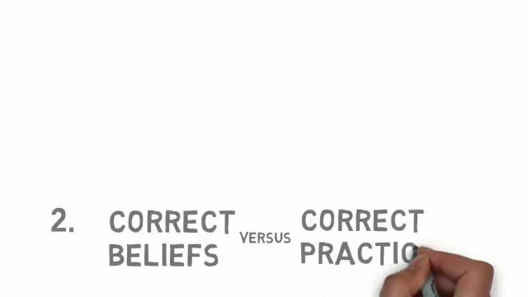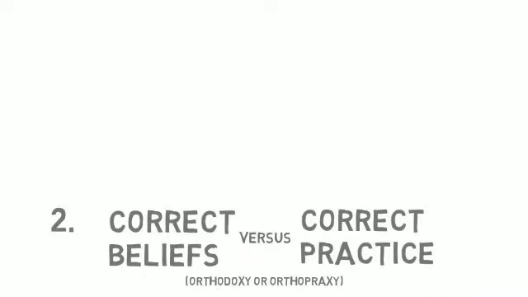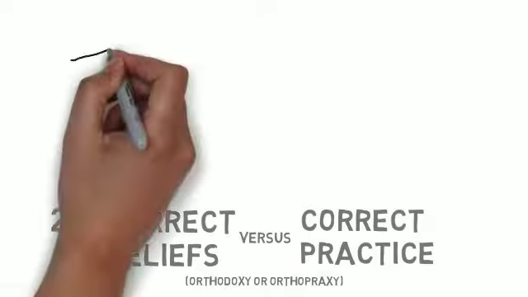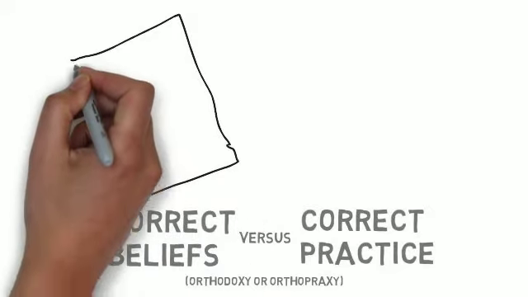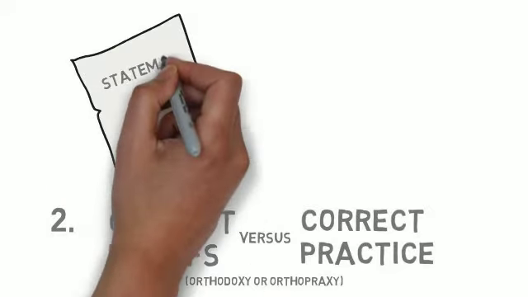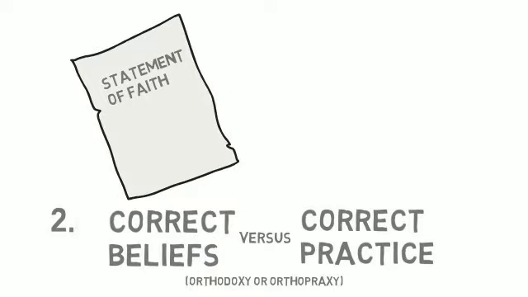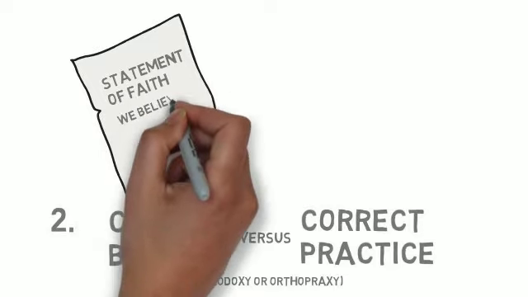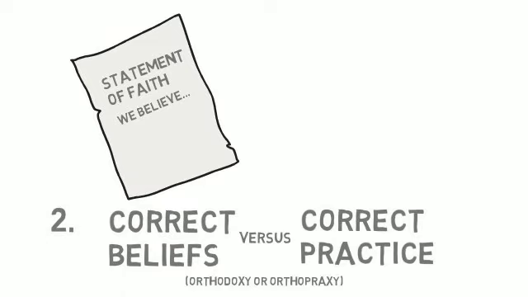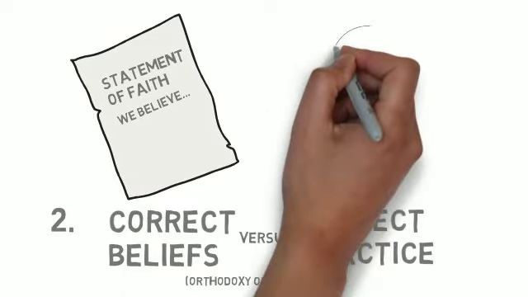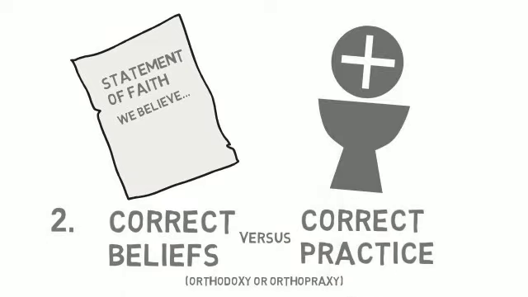Lens number 2, correct beliefs versus correct practice. Most religious traditions include both beliefs and practice. But within one and the same religion, different traditions place a different degree of importance on beliefs and practice. Within the Christian tradition, Protestantism has a strong focus on having the right beliefs, whilst the Orthodox tradition focuses much more strongly on the practice of the liturgy.